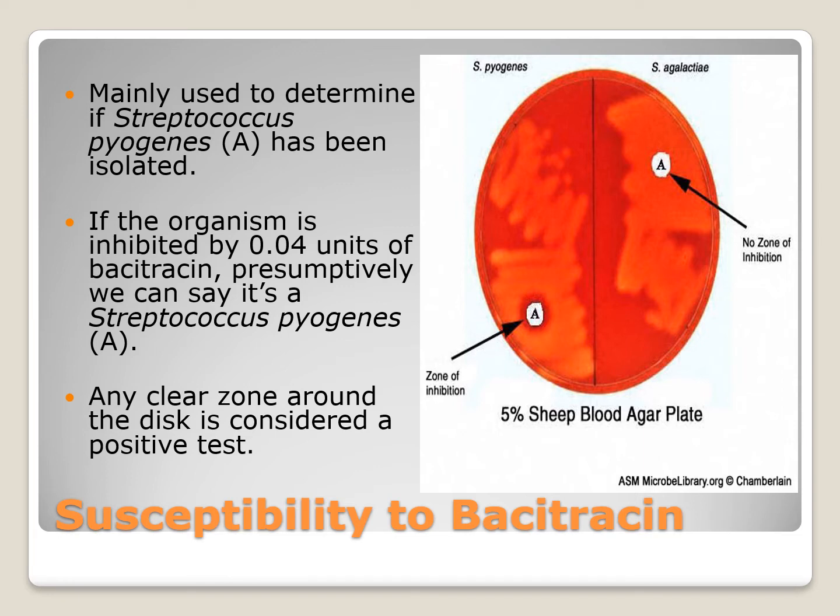If the organism is inhibited by 0.04 units of bacitracin, then we can presumptively say it's a Streptococcus pyogenes. Now we have to confirm that. This is just a screening test, but we're looking for any clear zone around the disc. There's no need to measure that zone. Any clear zone around the disc means that you have a bacteria that is sensitive to bacitracin.